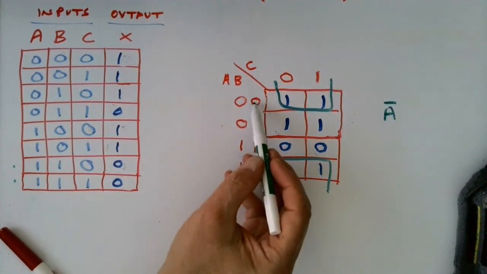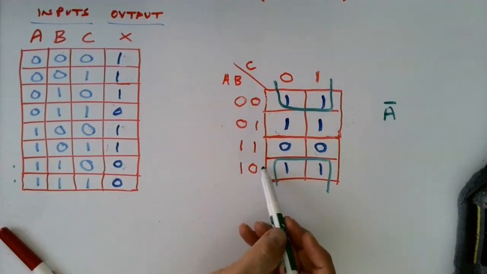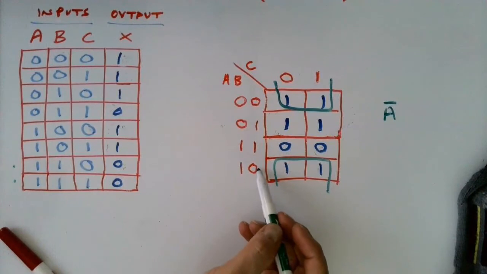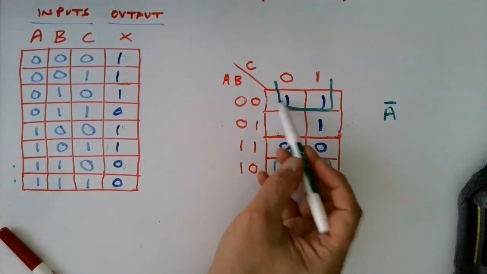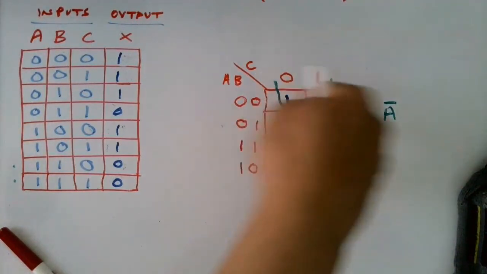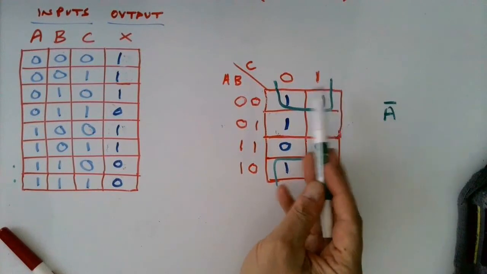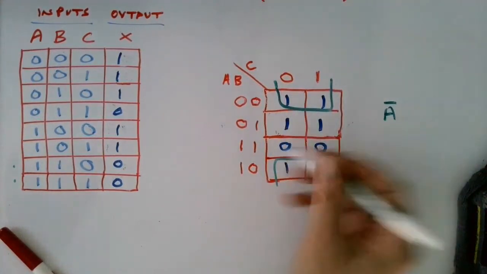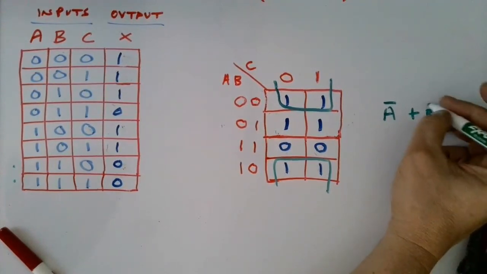B, however, if we go from this row to this row, it stays 0. What does that mean? That means B naught, because it's a 0. And here, if we look left to right for these 2 sets, C is changing from 0 to 1, so that means we throw it out. So what this ends up being is A naught or B naught.